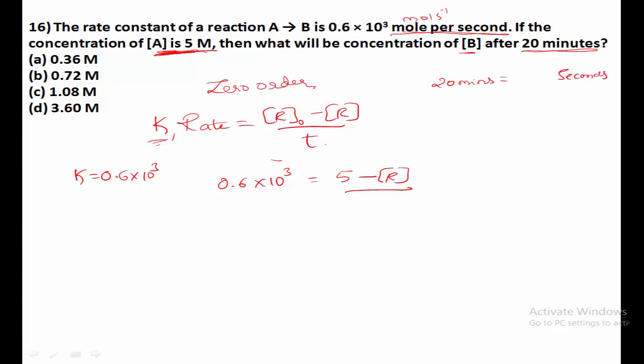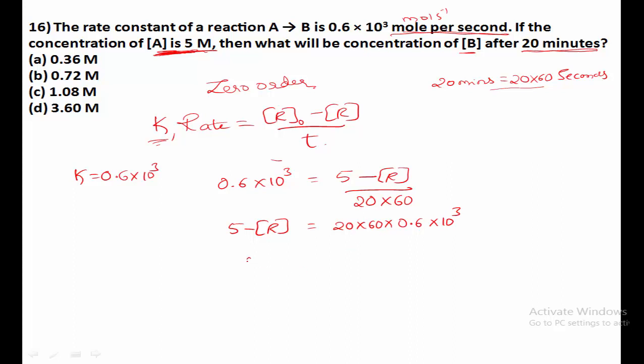So how you will convert that into seconds? 20 minutes into 1 minute is equal to how many seconds? 60 seconds. So 20 into 60. If you multiply this, you will get the answer in seconds. So here I will write 20 into 60 in order to get the answer in seconds. Okay. Now simplify this. 5 minus R, concentration of R, is equal to how much you will get? 20 into 60 into 0.6 into 10 raised to 3.